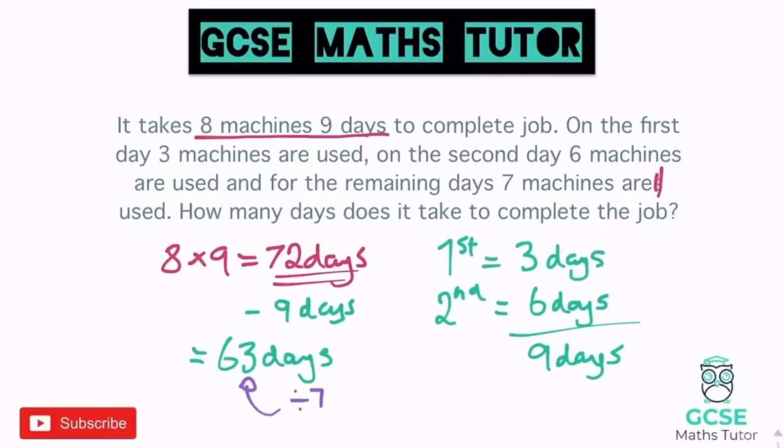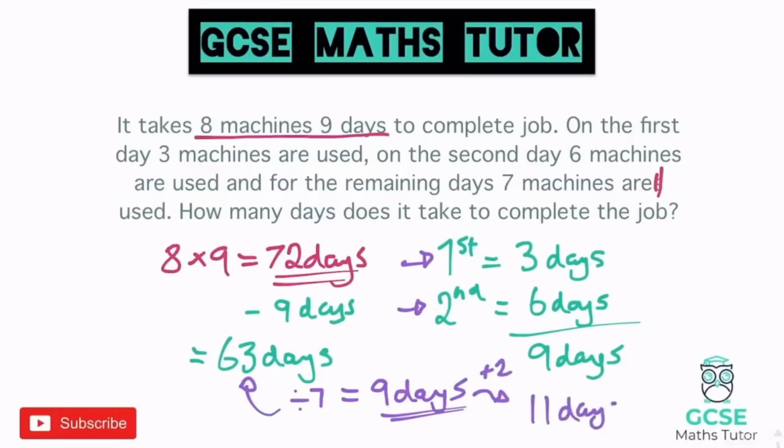So let's divide that by 7, and 63 divided by 7 leaves us with a remaining amount of days there of 9. So there are going to be 9 days done in those remaining days where we have 7 machines. Now we've not quite finished the question here, because not forgetting we did have the first day where we used 3 machines, the second day where we used 6 machines, so 9, add those additional 2. So add the extra 2 there from above, would give us in total 11 days that it's going to take to do this job. Okay, 2 days where we've got the 3 and 6, and then 9 additional days where we are using 7.